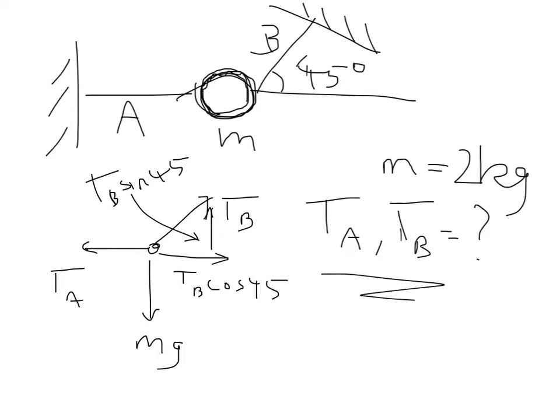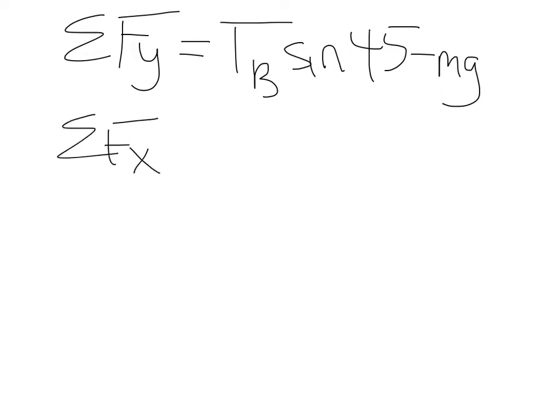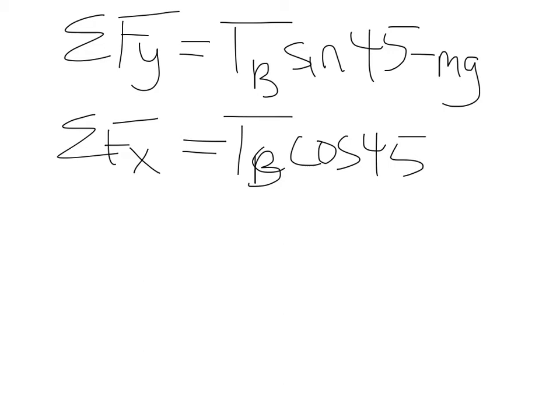We can then make equations from this where the sum of the forces in the y direction is equal to TB sine of 45 minus the weight, and then the sum of the forces in the x direction is TB cosine of 45 minus TA, where these are both equal to 0 because it says at the beginning that there's no movement.